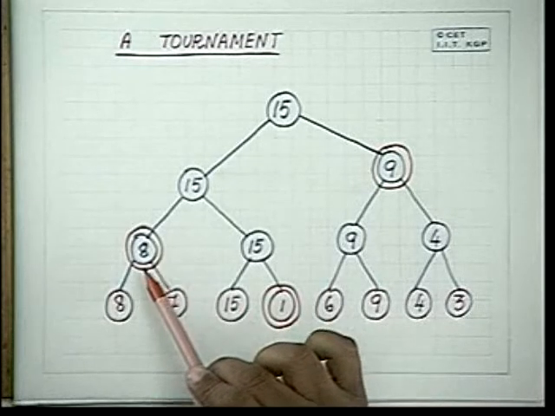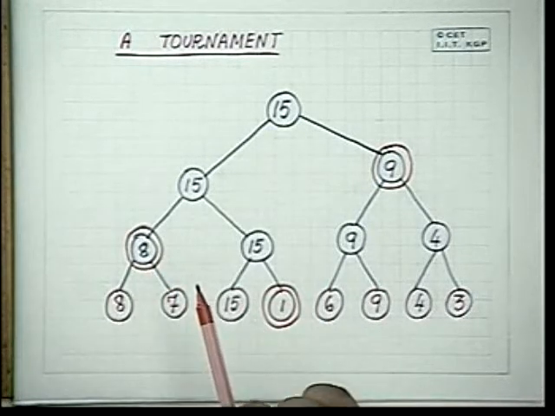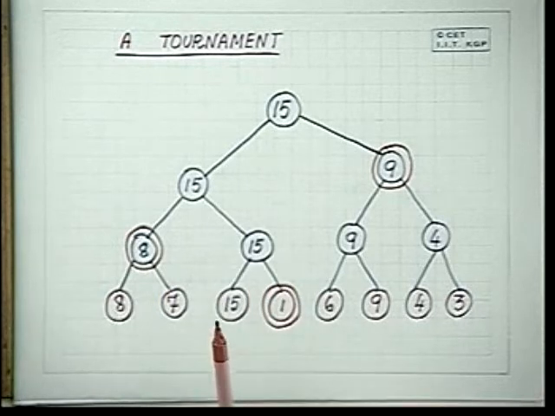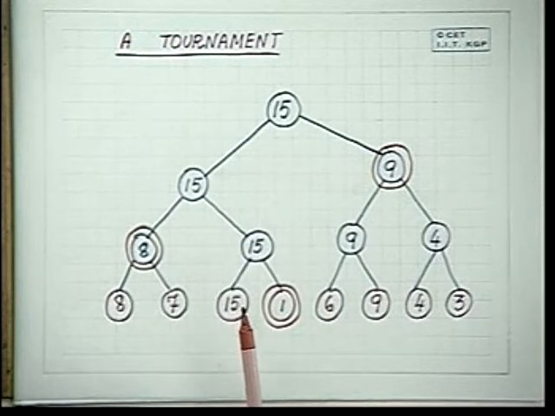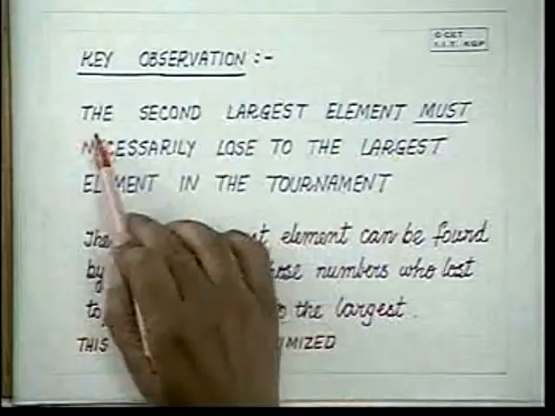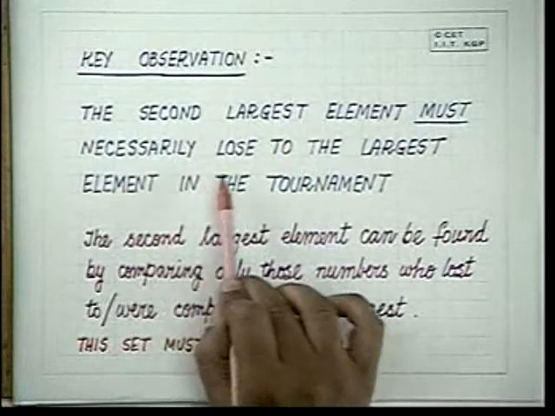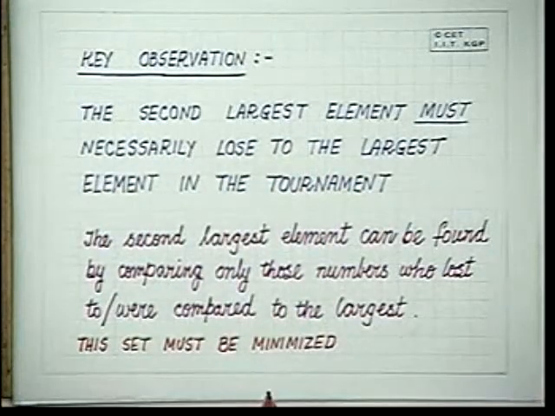That is, you have to compare among the losers, those who lost to the largest in the tournament, and among them you find out the maximum. You will get the second largest element. For example, here between 1, 8 and 9, if you find out the maximum, you will find the second largest element. The rest are unnecessary to compare. So we come to the key observation here. The second largest element must necessarily lose to the largest element in the tournament. Point number 1.